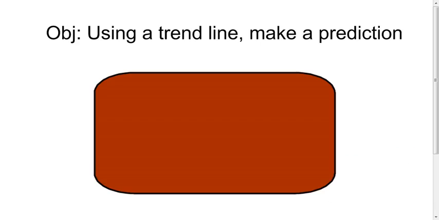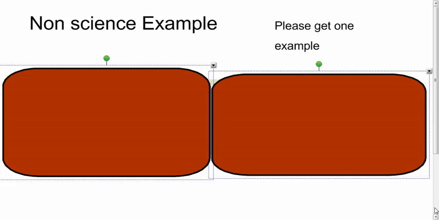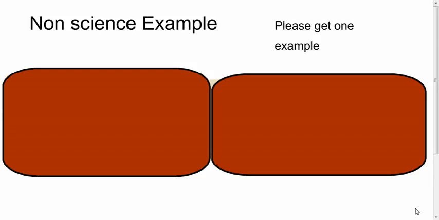The purpose of this video is for you, using a trend line, to be able to make a prediction. Another way of thinking of this is, based upon this data, I think this will happen. I have a couple non-science examples to illustrate what you're going to do, and I'd like you to have one of them down.